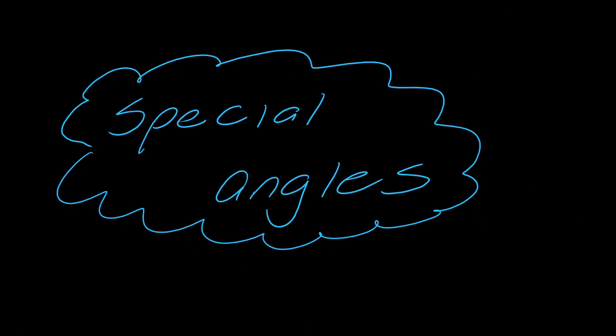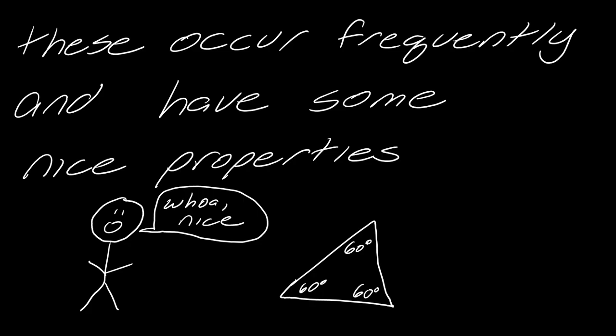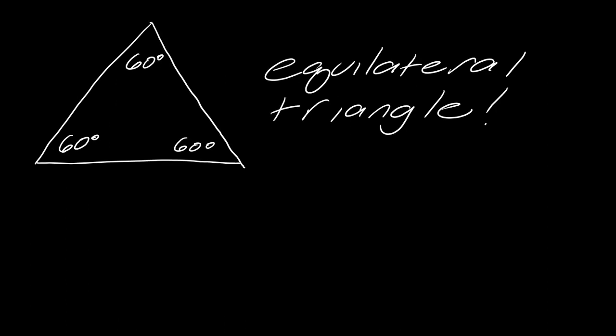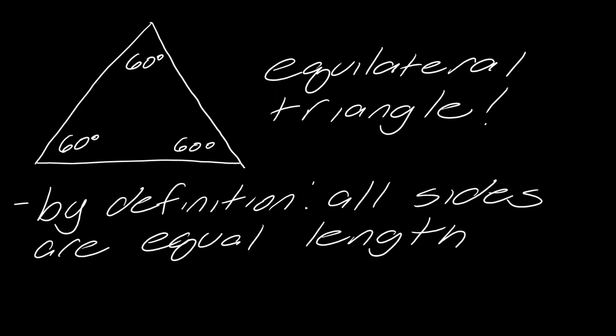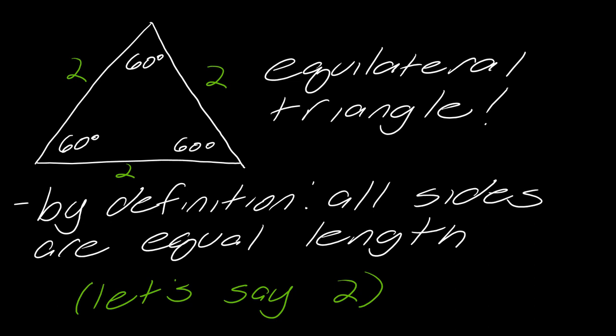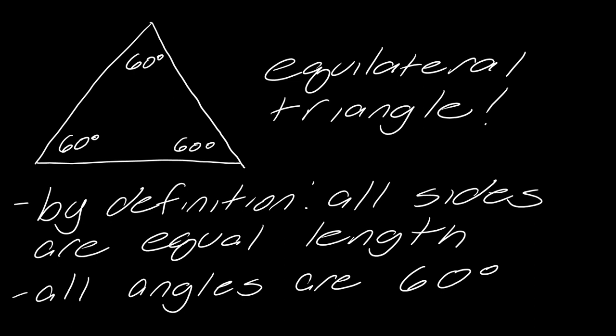Now, the other thing I want to talk about in this video are some special angles. We're going to take a look at a few triangles that have some nice properties and they come up a lot. So let's start with the equilateral triangle. What makes the equilateral triangle what it is? All sides are of equal length. For our purposes, just in the back of your mind, I want you to think of all the sides here as being 2. It doesn't really matter right now, but we'll come back to that in a second.